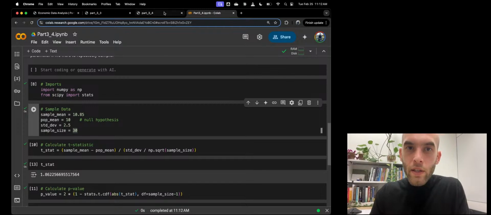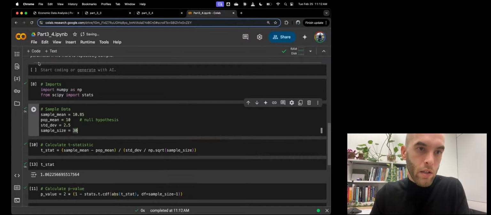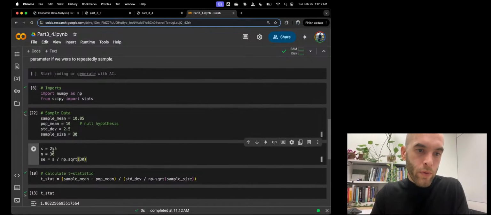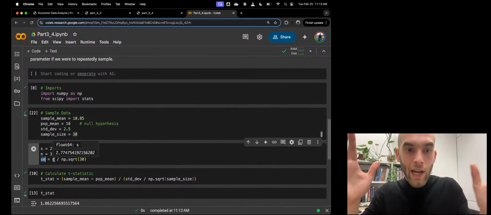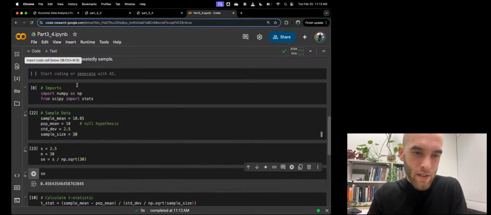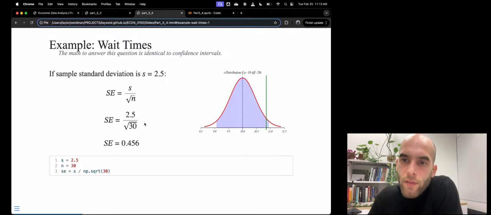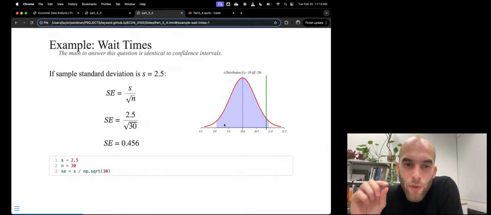We can calculate the standard error just by the equation that we use. And we derived this, right? We have the sample standard error, the sample standard deviation, divided by the square root of the sample size. So we can just check what this is, and we can check that this actually matches the math we've done here. Okay, so this is the setup for the standard error.